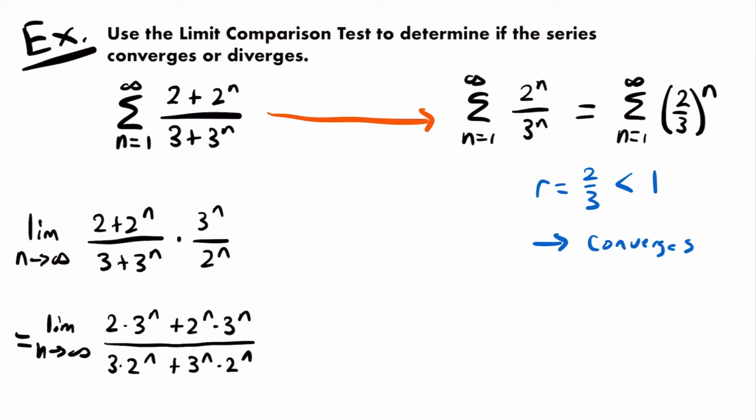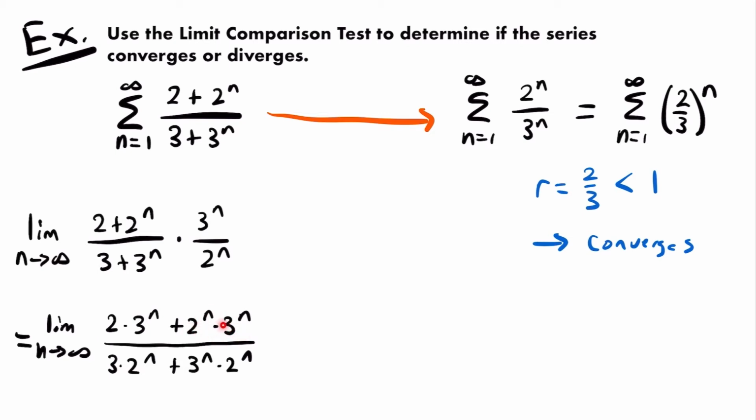All right, so I just multiplied 3 to the power of n to both of these terms to get this numerator and multiplied 2 to the power of n by each of these terms to get this denominator. And now we can simplify this a little bit. Since 2 and 3 are both raised to a power of n, we can actually multiply those bases. So 2 times 3 is 6.